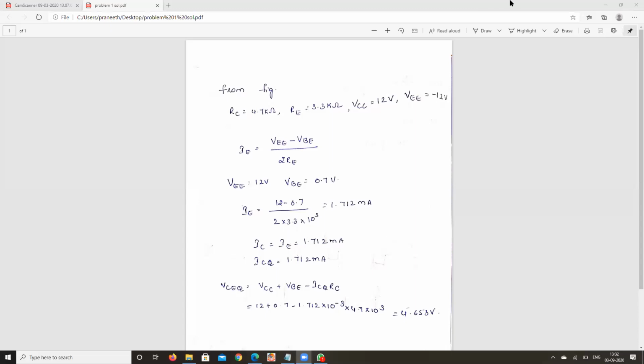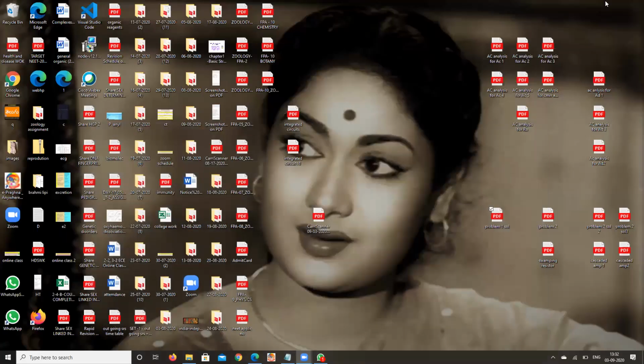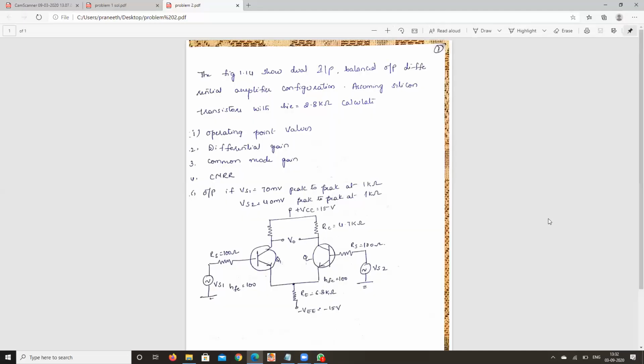Fine then. Now let us go for the next problem. So this is purely you're calculating this DC analysis, right? Now let us go for the second problem. So take down this. Take it down. Hope you can see the screen.